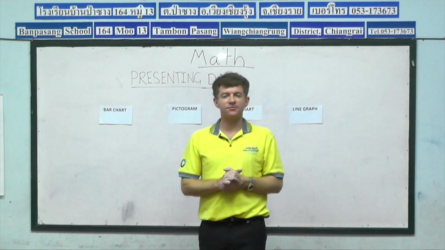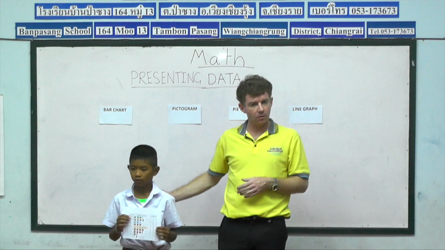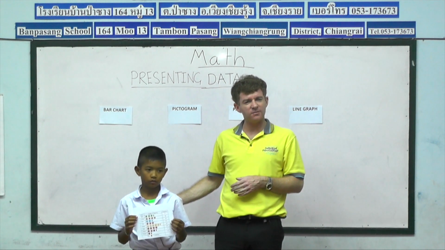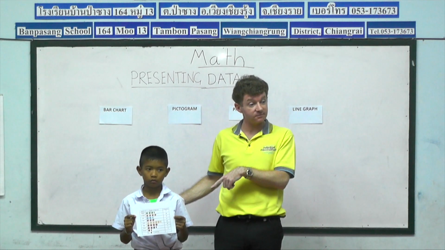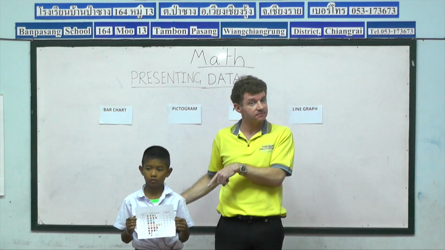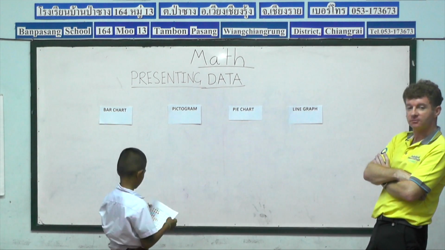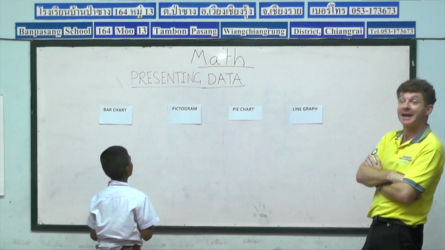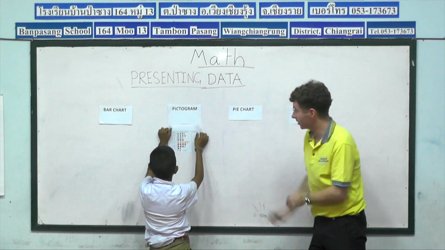So let's get the answer together, guys. Pat, can you show your friends your flashcard? What do we think? What can we see? Can we see lines? No. Can we see bars? Can we see a pie? Can we see pictures? Yes. So what do we think? Which one is showing the pictures? Pictogram. Excellent. So Pat, this one can go here.